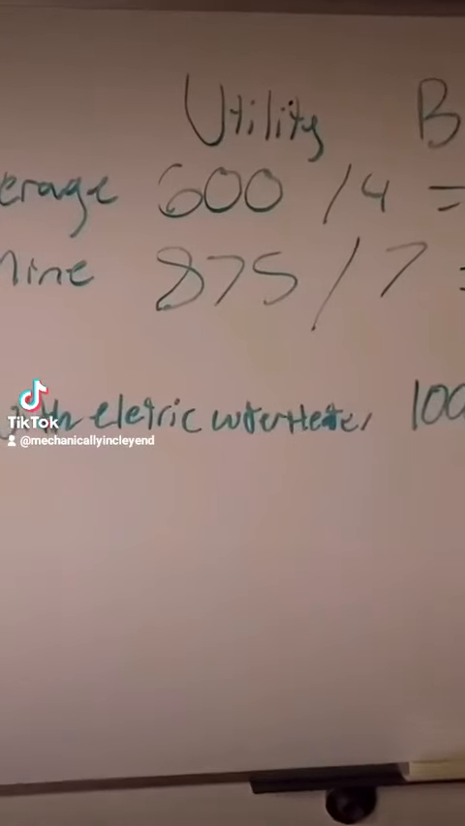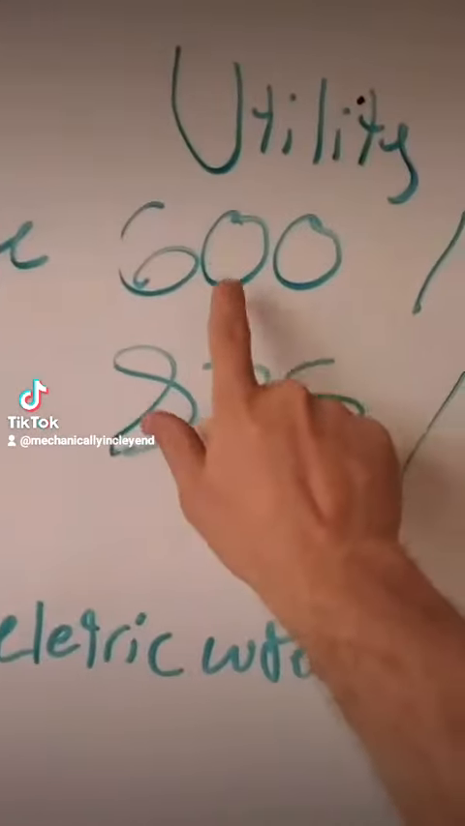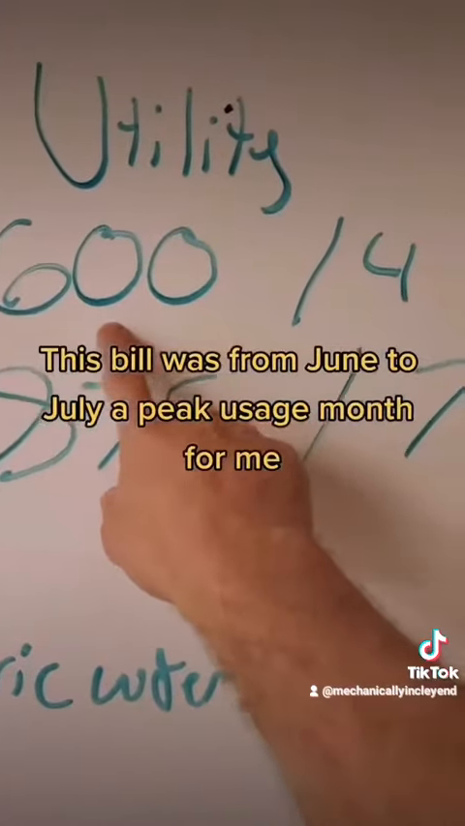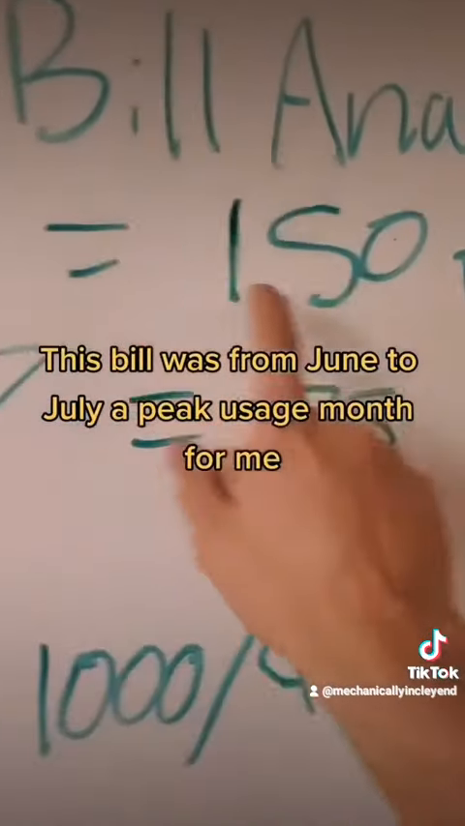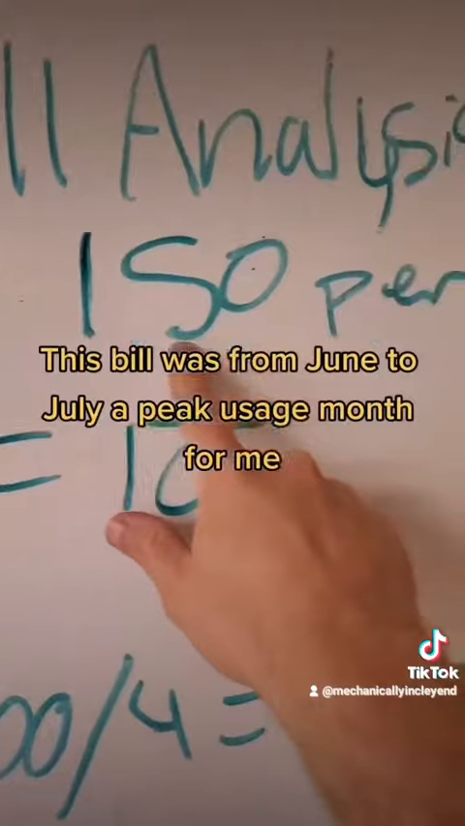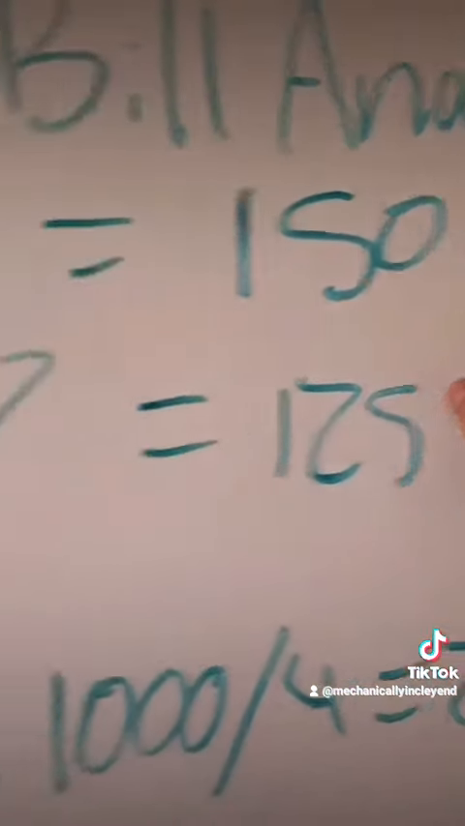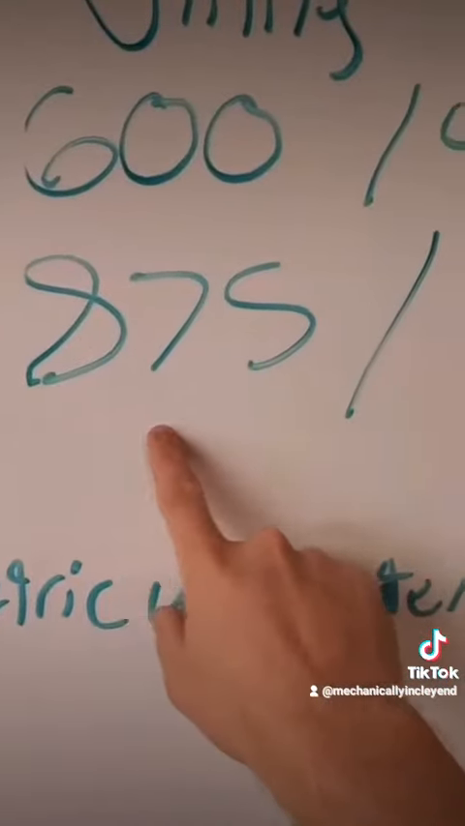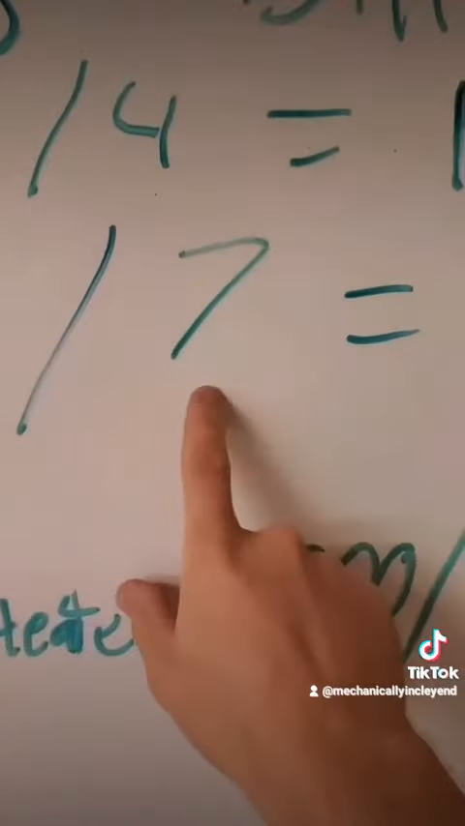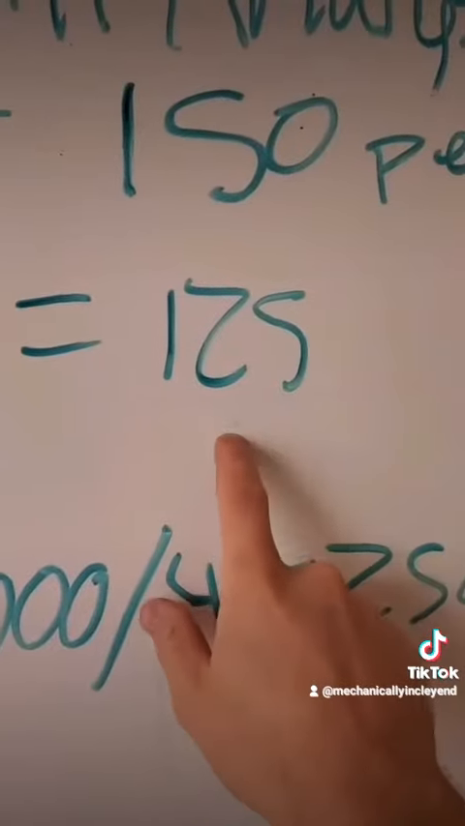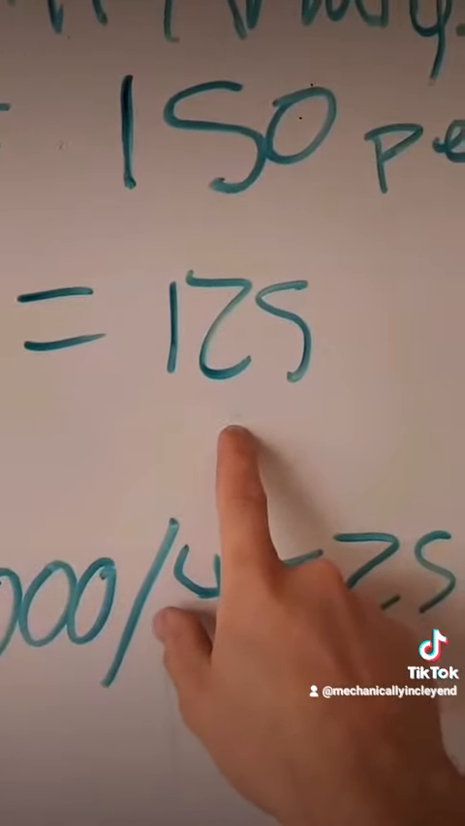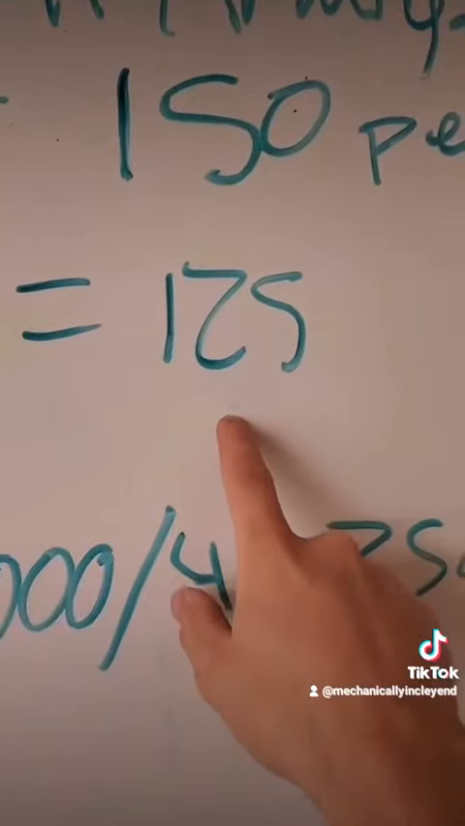Okay, so a couple things to note. The national average is 600 kilowatt hours for an average family of 4, which turns out to be 150 kilowatt hours per person. On my bill, I have 875 kilowatt hours, and I have 7 people in the home. That means that I am below the national average at 125 kilowatts.